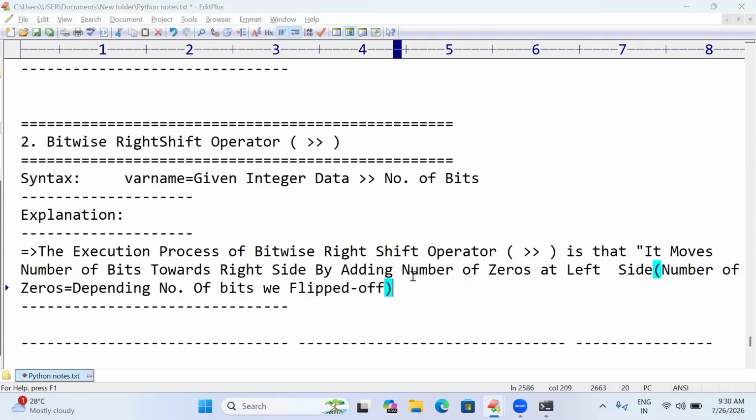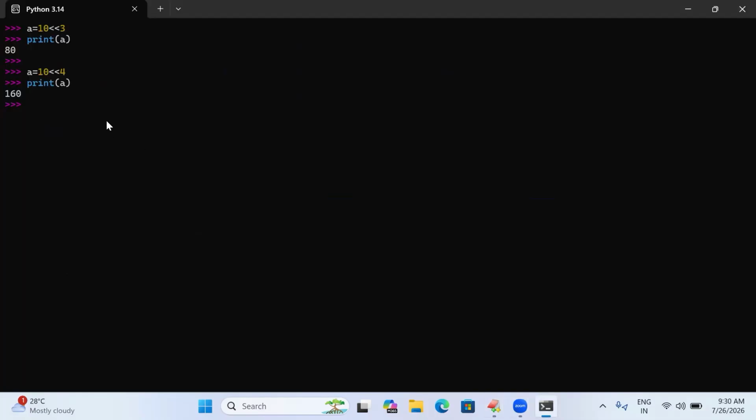So let's see how it is going to work in practice. See here, I'm going to consider the same value 10, with the right shift operator and 3. So this is my value, and I'm trying to print a. See here, it is going to print the output as 1, right? So how was 1 retrieved as output? We are going to see internally how it happens.